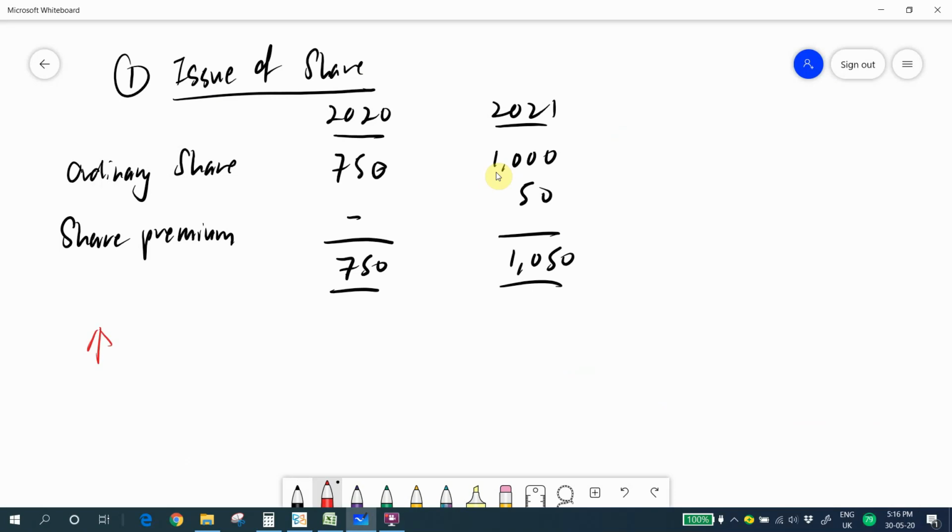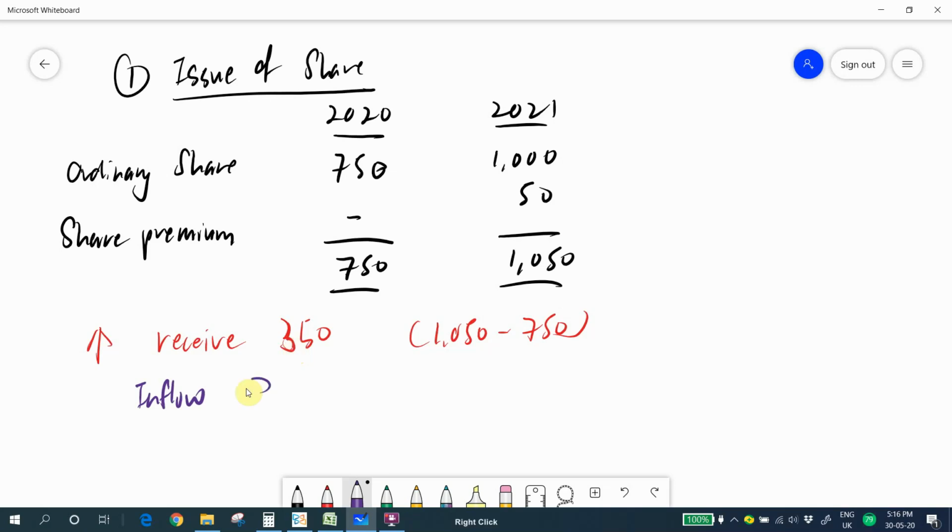If your share capital increases, it means that you sell the share to your shareholder. And what is the consideration from the sale of share? You will get money. So how much do you receive? We're using 1050 minus 750. So you get 350 from the sale of share. And this 350 is an inflow, so we have to show a positive amount later, and this amount is under financing activity.